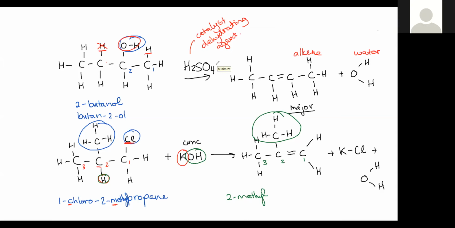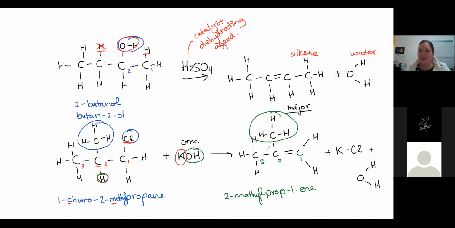Just be careful with your naming. Between numbers and letters, you put in a dash, like that. Between numbers and numbers, you put in a comma. And between letters and letters, you put in nothing. So this is 2-methyl prop 1-ene. The ene is because of the double bond. Okay, fantastic. I think that most of you are beginning to get this idea here.